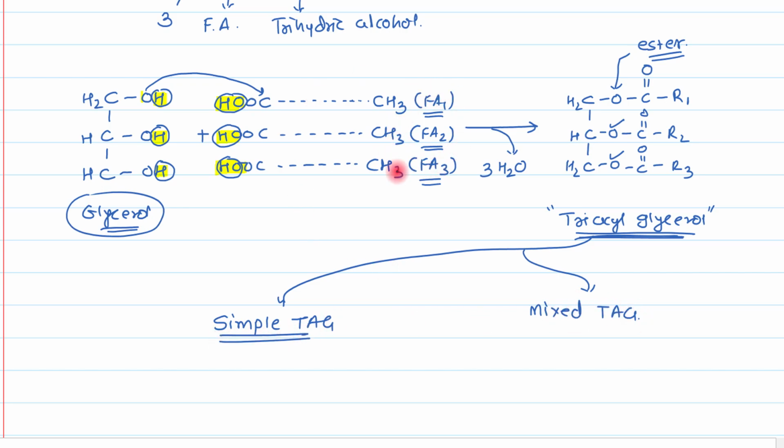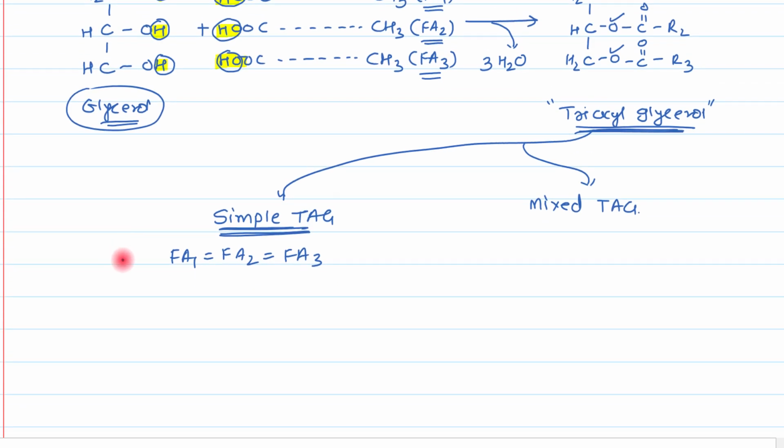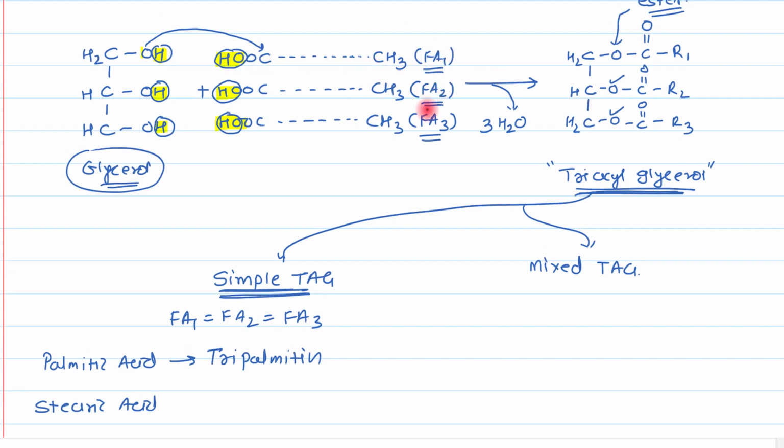Now if all these 3 fatty acids are the same, so let's say fatty acid 1 is the same as fatty acid 2 and the same as fatty acid 3, we call it a simple triacylglycerol. Let's say, for example, all these 3 fatty acids are palmitic acid. Then the resultant triacylglycerol we give the name tripalmitin. Second example, let's say all these fatty acids are stearic acid. That means at all these 3 positions, 1, 2 and 3, they have stearic acid. At that time we call the resultant triacylglycerol tristearin.